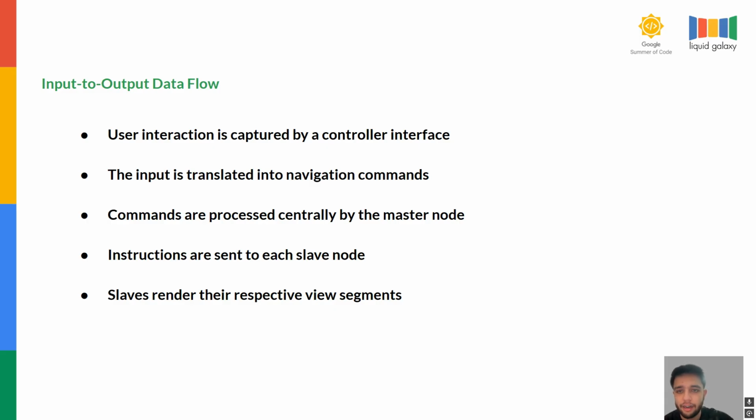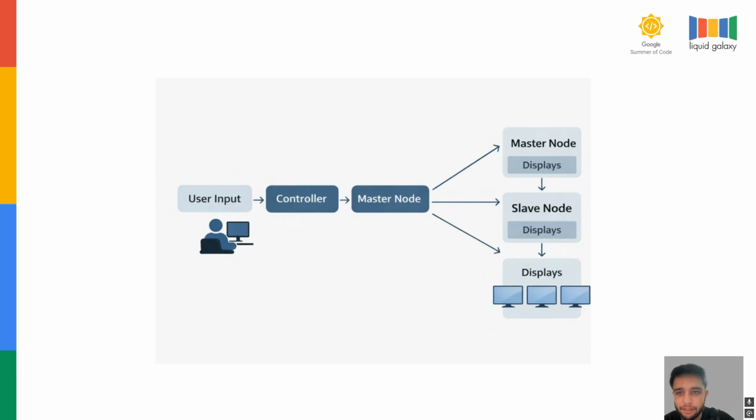And then we have the architecture diagram here. This diagram visually explains the entire data flow. User input goes to the controller and then to the master node, and the master distributes the command to the slave nodes. Each slave node updates its display. Together the system behaves as one unified visualization environment.